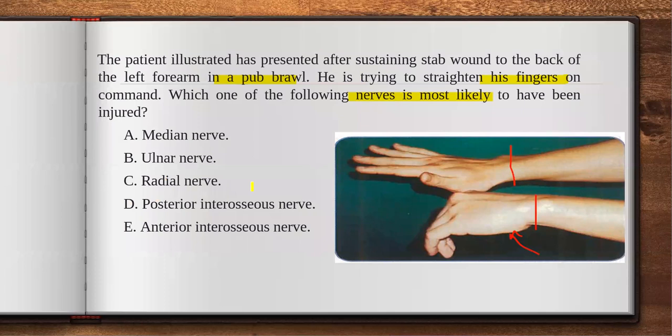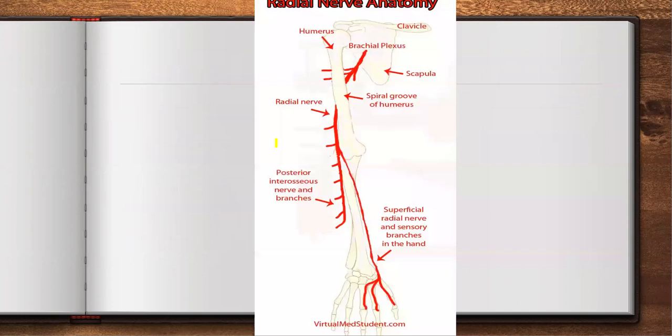Looking at the questions, it might seem a little bit easier or difficult. If you do the handbook, it will be easier for you, but it's not like that. You need to know everything about a nerve. Sometimes questions can come in a different way also. So radial nerve anatomy is important to understand about these neuropathies.